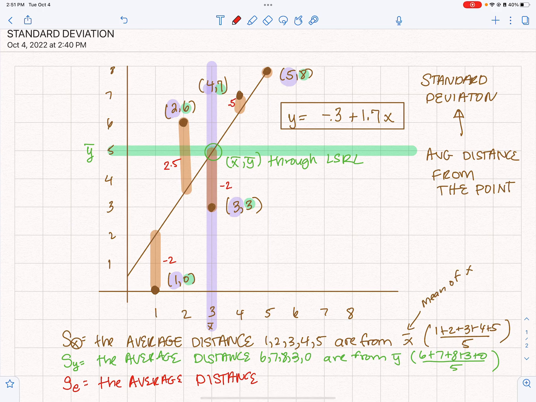This distance is 0.5, and this distance is 0. So the average distance that these points are from my line. These points here where I'm looking here at my vertical distance from here to here, this is at 0, and I'm trying to get to that spot. And so really what I'm looking for is the average distance that my y are from the line.